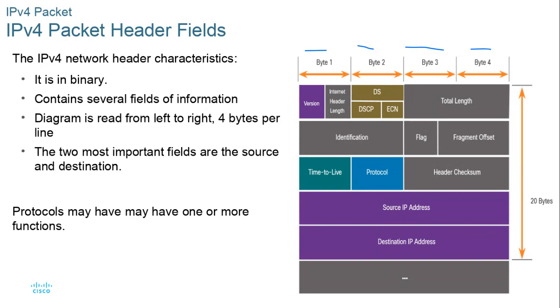So the main ones we're interested in are the source and destination fields. The destination IP address is going to be examined by network devices that need to determine the best path to forward it to the next hop. And the source address is going to be the address that the destination machine uses to respond to this request.